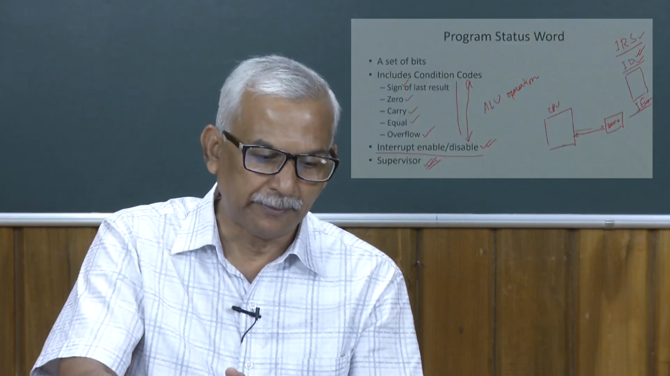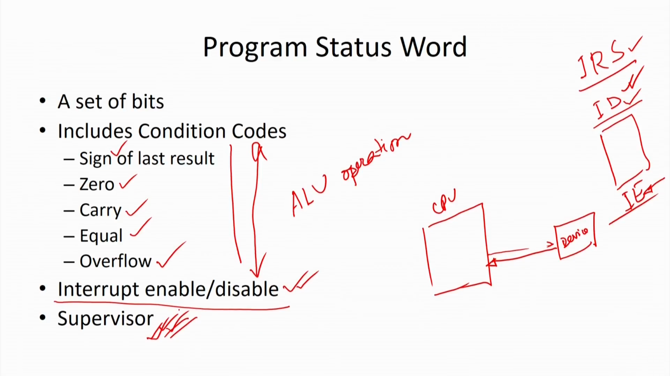So, such types of flag bits are also there, which can be set by the programmer. Some bits are set by the programmer and some bits cannot be set by the programmer. The combination of all those things is known as my program status word.